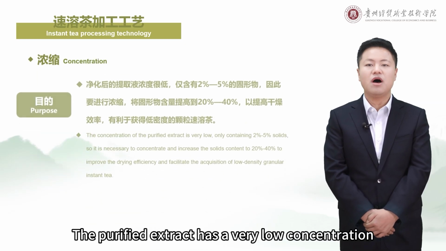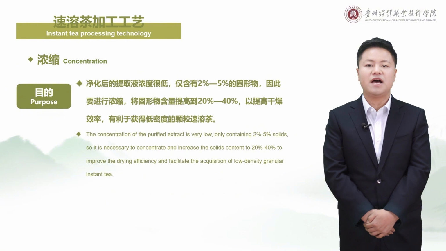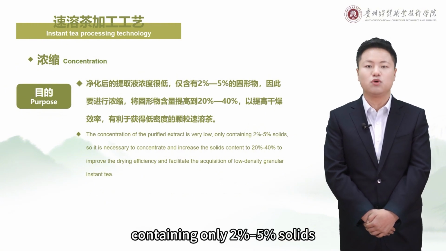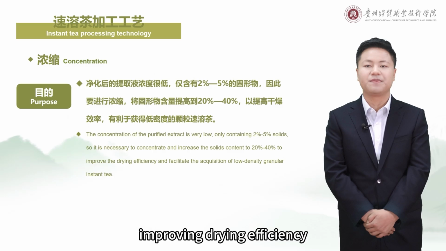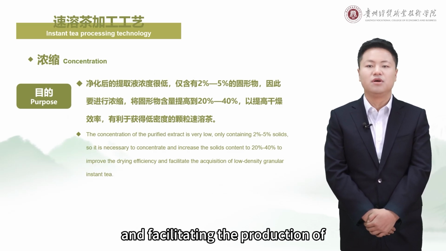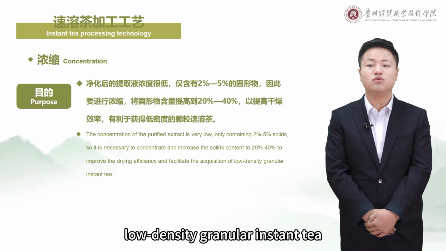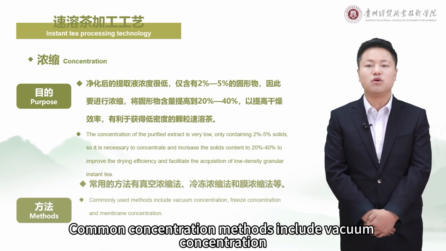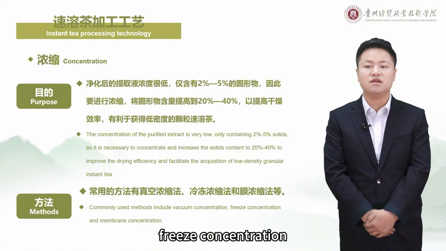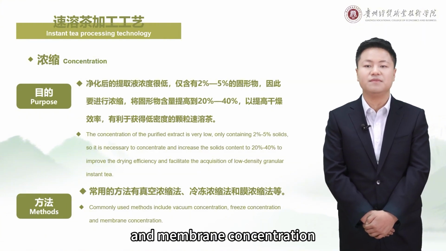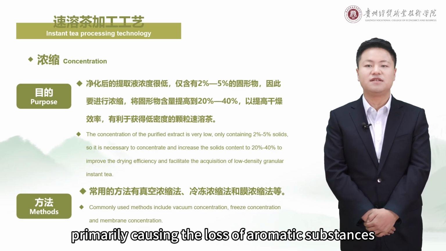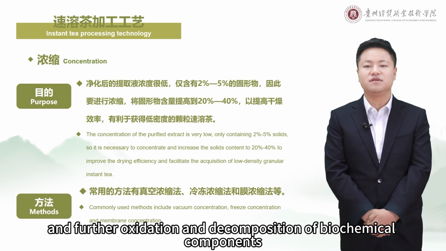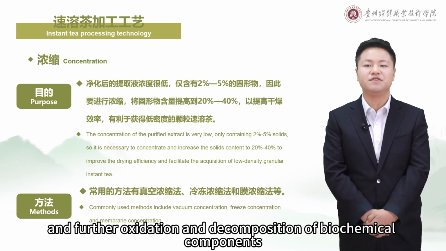Concentration. The purified extract has a very low concentration, containing only 2% to 5% solids. Therefore, concentration is necessary to increase the solid content to 20% to 40%, improving drying efficiency and facilitating the production of low-density granular instant tea. Common concentration methods include vacuum concentration, freeze concentration, and membrane concentration. The concentration process significantly impacts the quality of instant tea, primarily causing the loss of aromatic substances and further oxidation and decomposition of biochemical components.